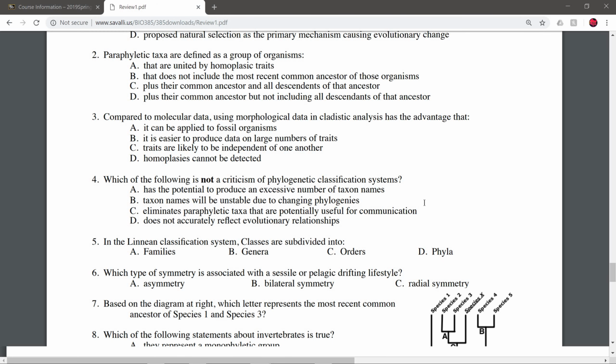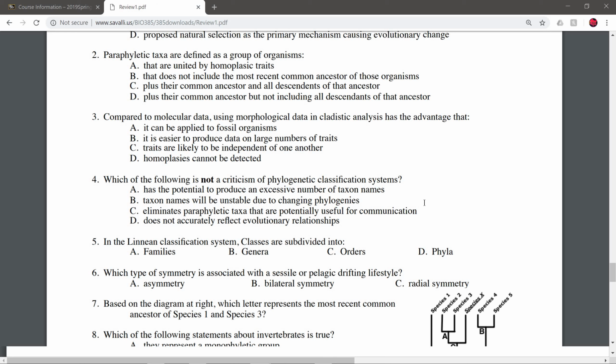Has the potential to increase excessive number of taxon names. That's true. Taxon names can be unstable to changing phylogenies. I'm not sure I'd like to use that wording, but that is actually a potential issue. That is how you define a taxon, whether an organism falls into a particular group, depends on what the phylogeny is. You put that branch somewhere else, and it might, under certain definitions, fall out of that group. So it creates a certain degree of instability from the organism perspective.